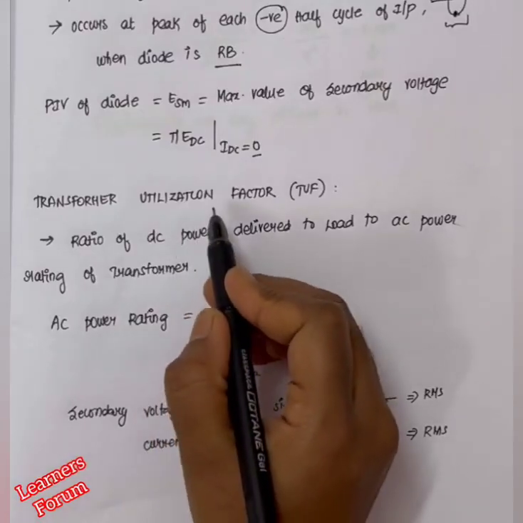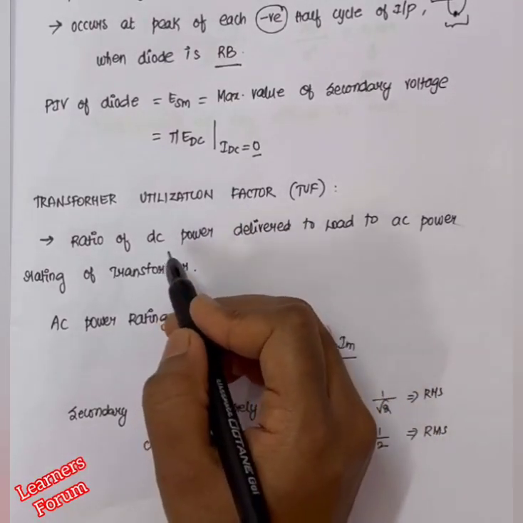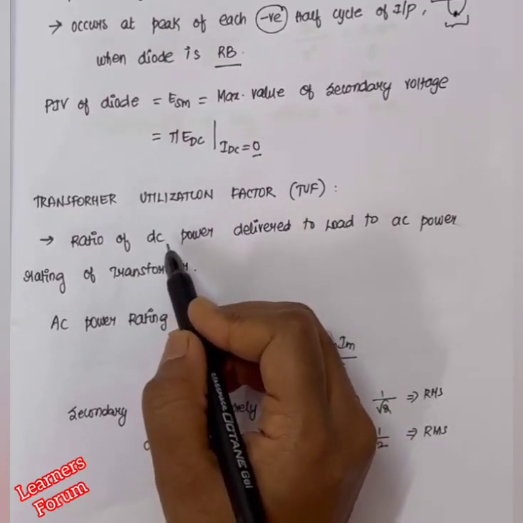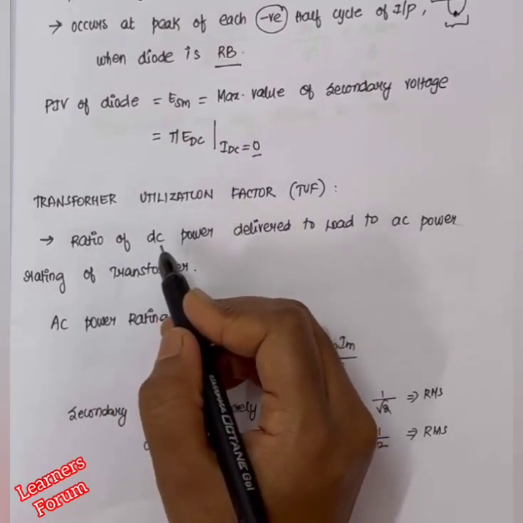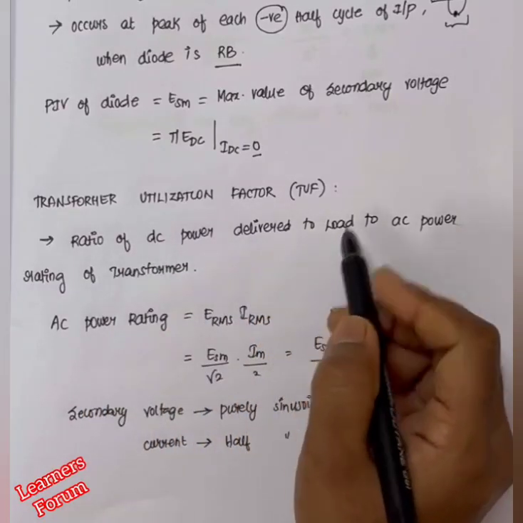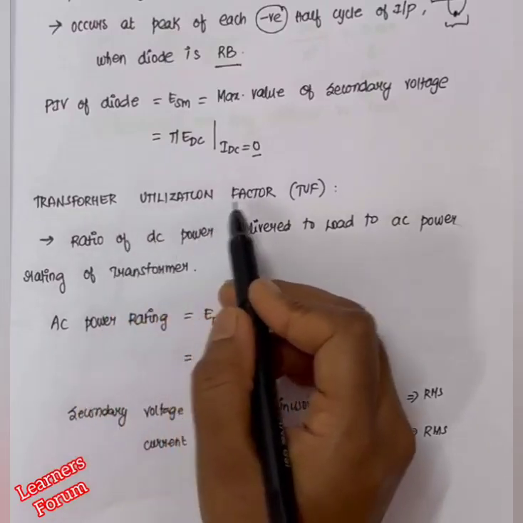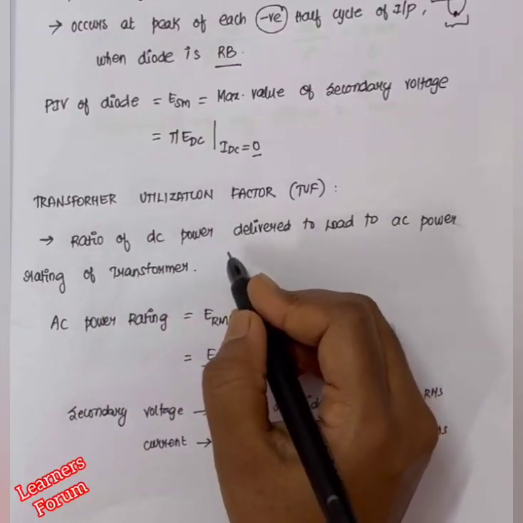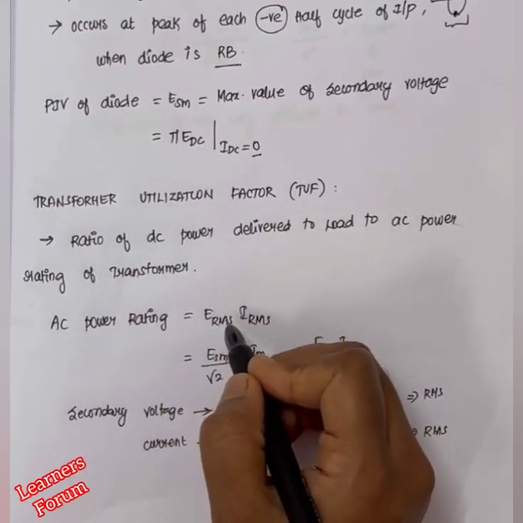Next is transformer utilization factor. As we have seen in the circuit diagram of the rectifier, we would have used a step down or step up transformer at the initial stage, because with that only we get the required AC voltage which is supplied to the diode. The ratio of DC power delivered to load to AC power rating of transformer is referred to as the transformer utilization factor. With this parameter, we can calculate how much percentage of the transformer is utilized for this particular half wave rectifier.